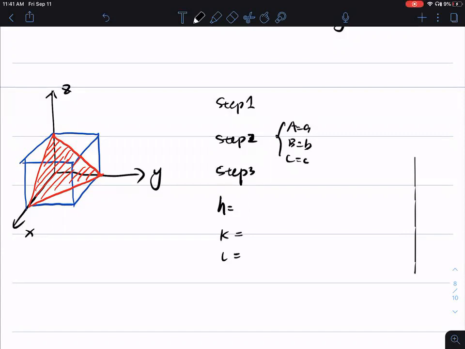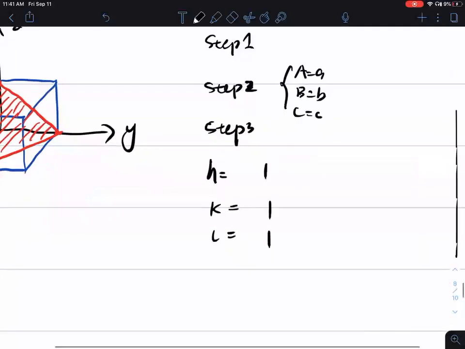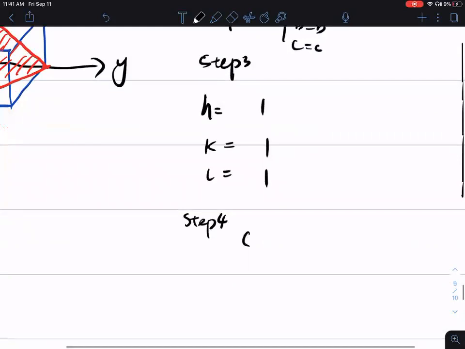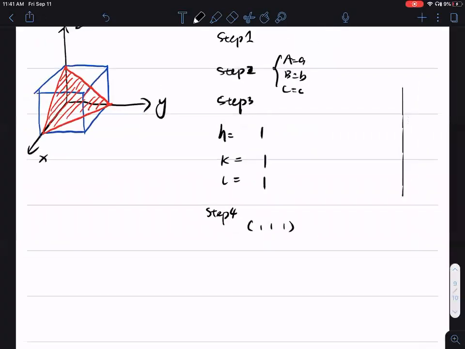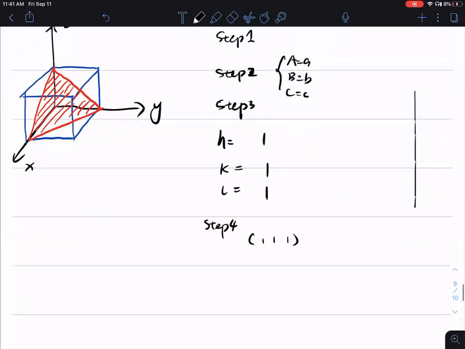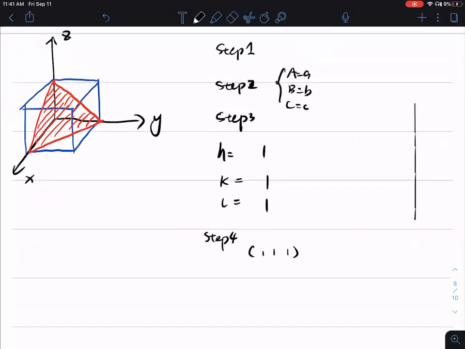Okay, who can tell me what your answer is for this? What's h, k, and l? What's your number for h? 1, 1, 1. Put them into parentheses in step 4. (1 1 1). That's the crystallographic plane indices for this highlighted plane.